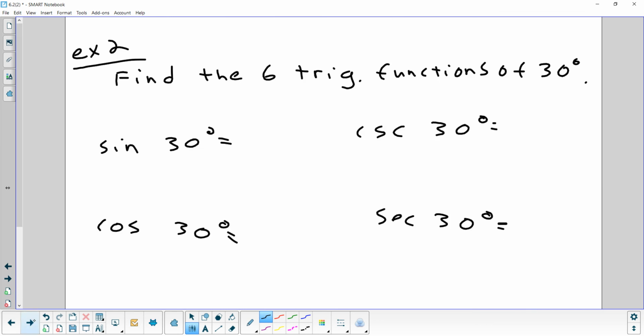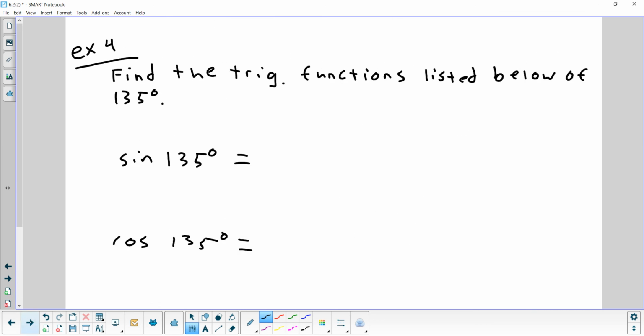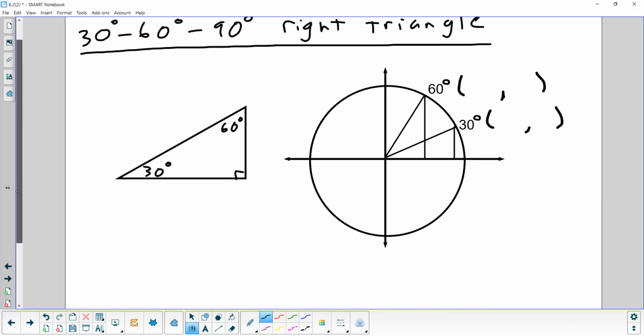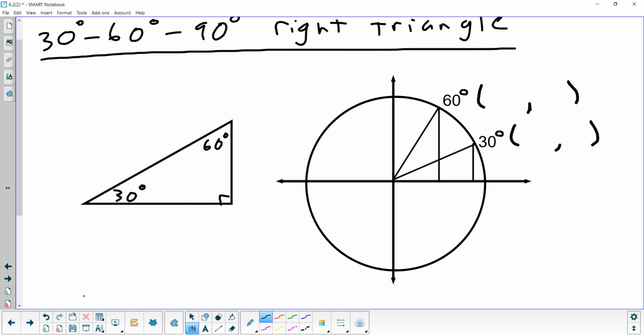All right. So next, we're going to look at the 30s and the 60s. Let's start with the 30. Okay, don't even draw the 60-degree if you don't want to right now. So here's the 30. That's a 90.